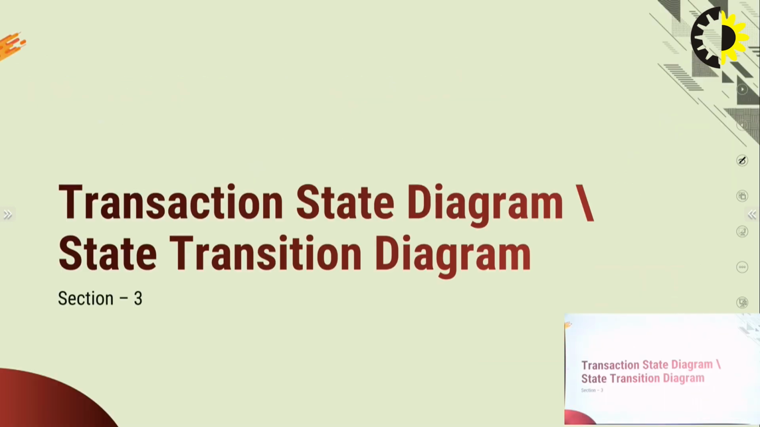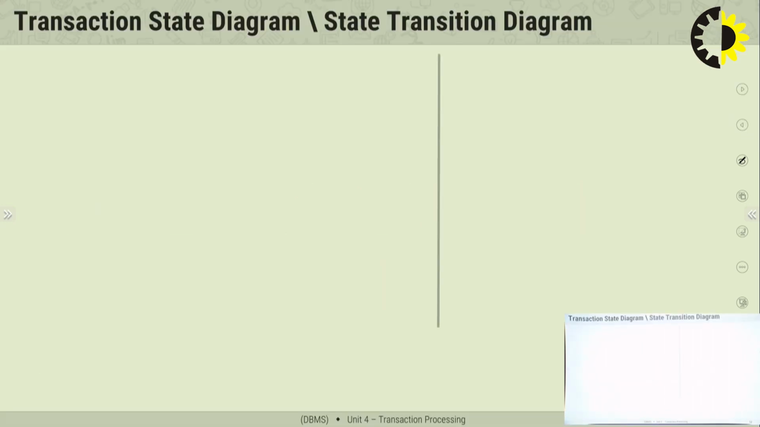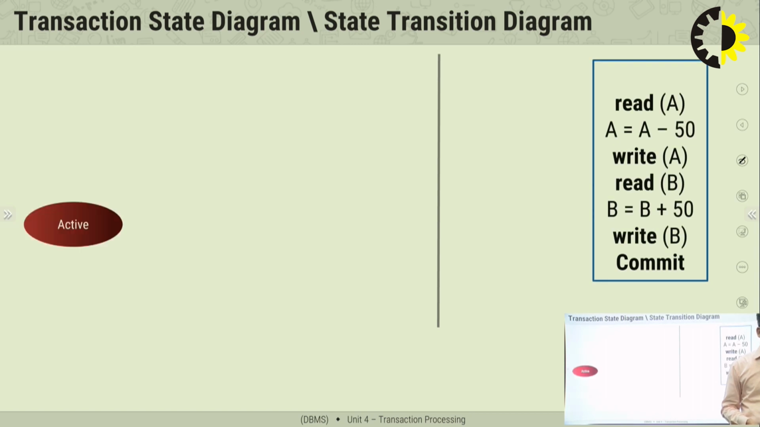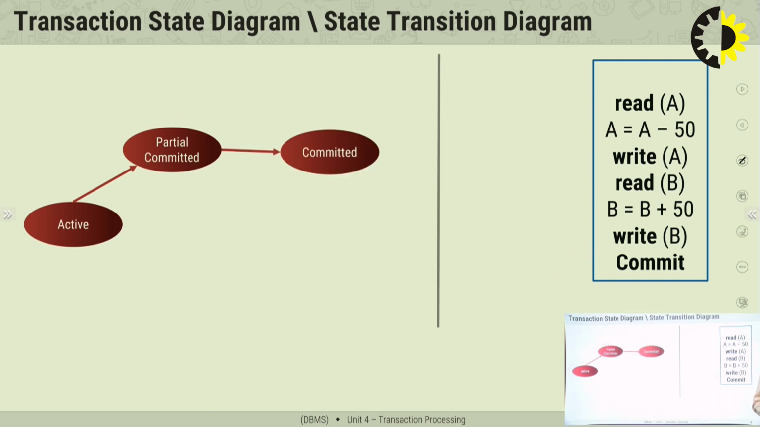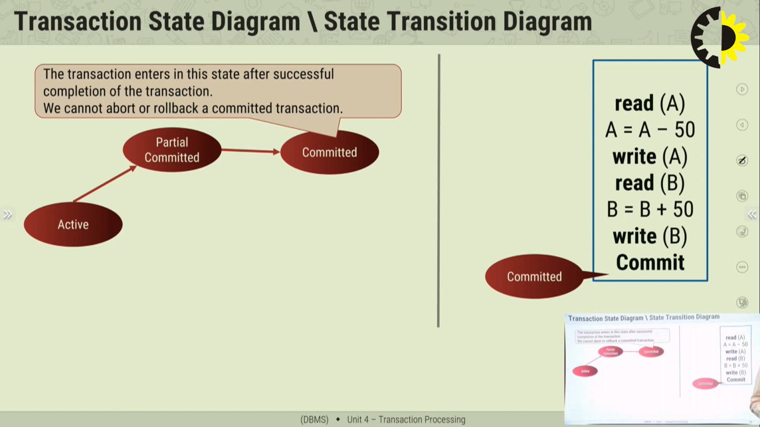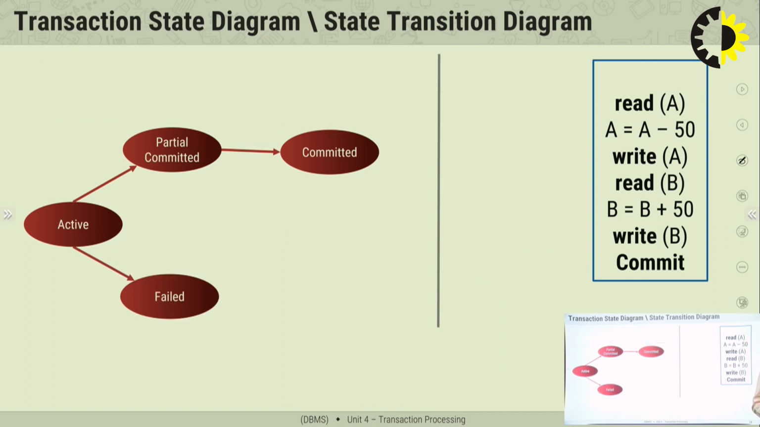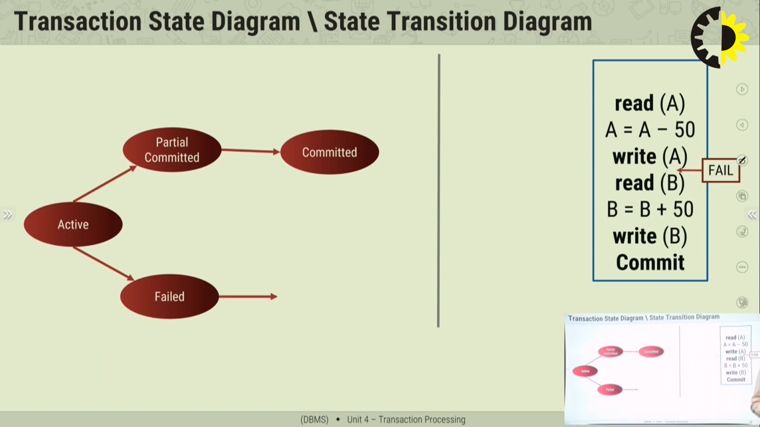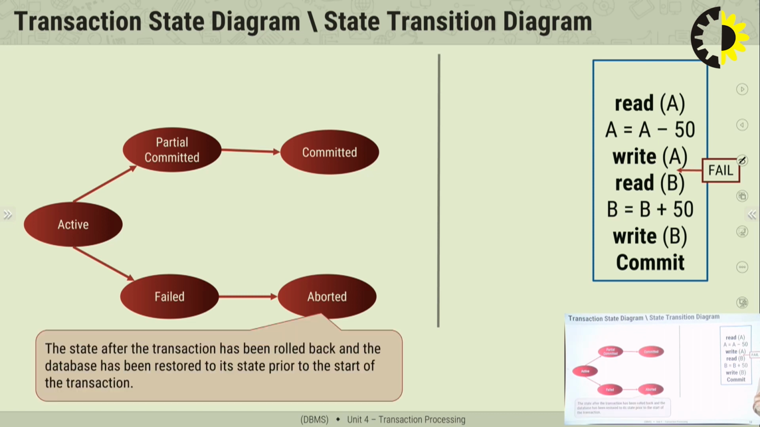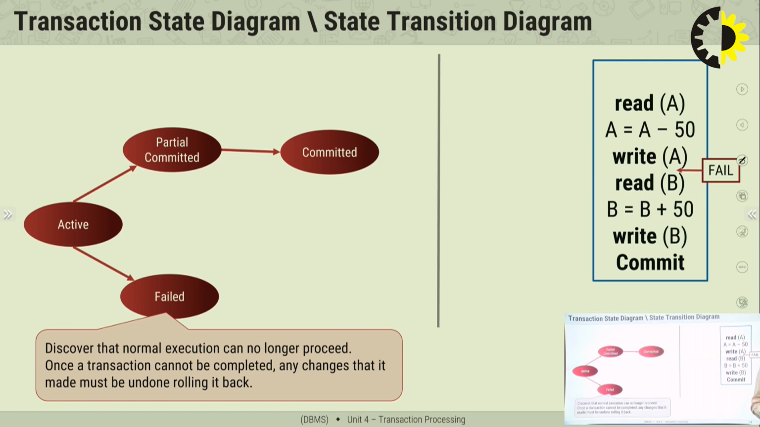Next is the transaction state diagram, or state transition diagram. As we see, a transaction is like a process which undergoes various stages in its journey. So, what are the various stages of the transaction? Active state, partially committed, committed, failed, and aborted. Now, let us discuss all these phases one by one.